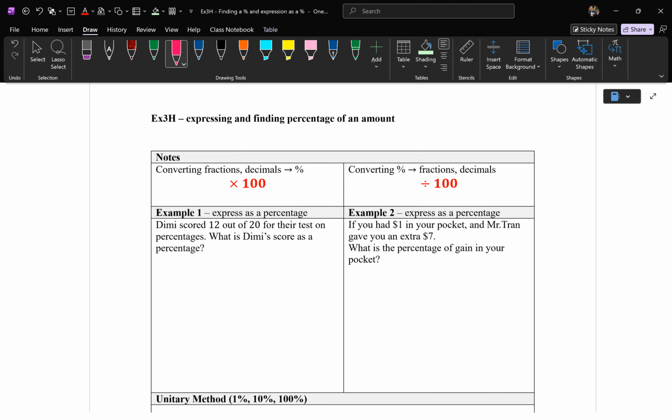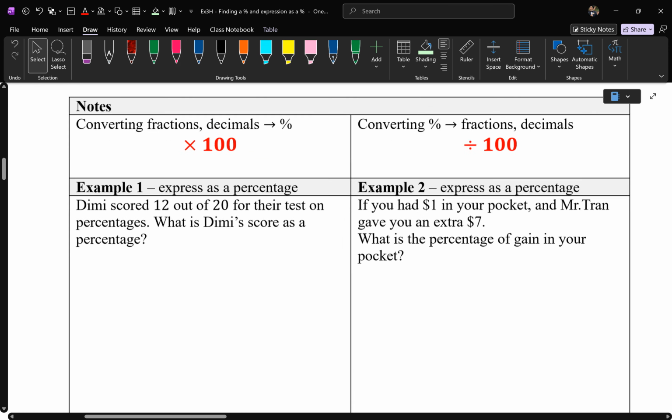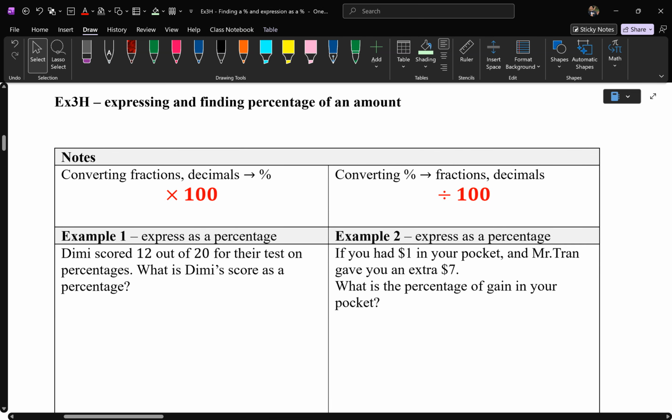So here's some examples. I'm going to do one example afterwards where you actually apply it. You can use a calculator to get a feel of how to do it. And then there's the fractions component, which I'll show you the technique. Okay? Well, let's start off. Here are notes. Very simple.